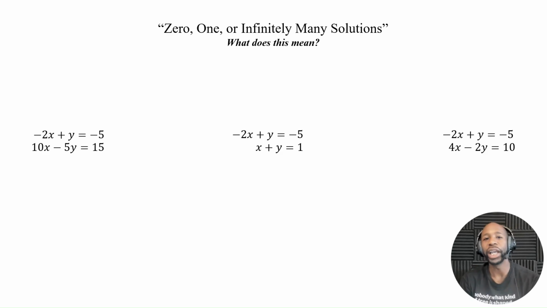Zero, one, or infinitely many solutions. What in the world does this mean? Typically, people encounter this topic in Algebra 1 when you start talking about systems of two equations. And here's the deal. What you're tasked with is how do I know if a system of two equations has zero solutions, one solution, or what they call infinitely many solutions.